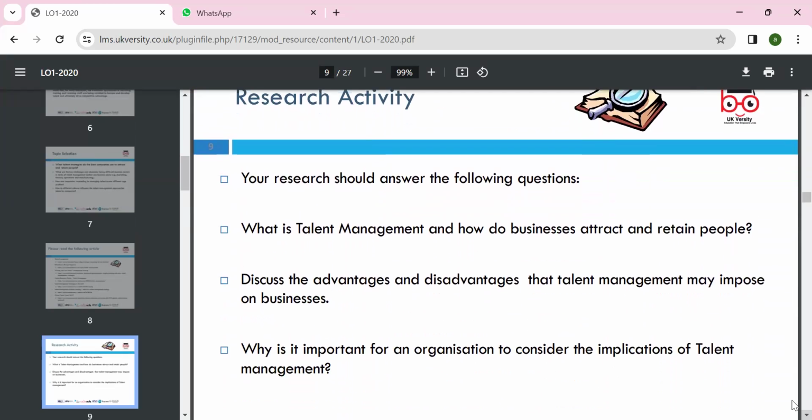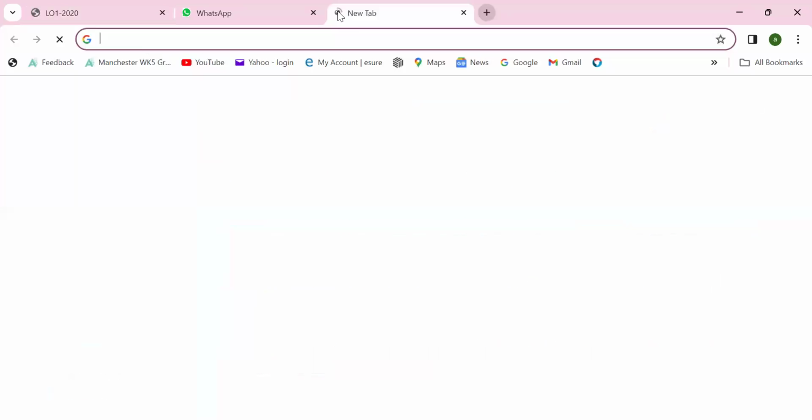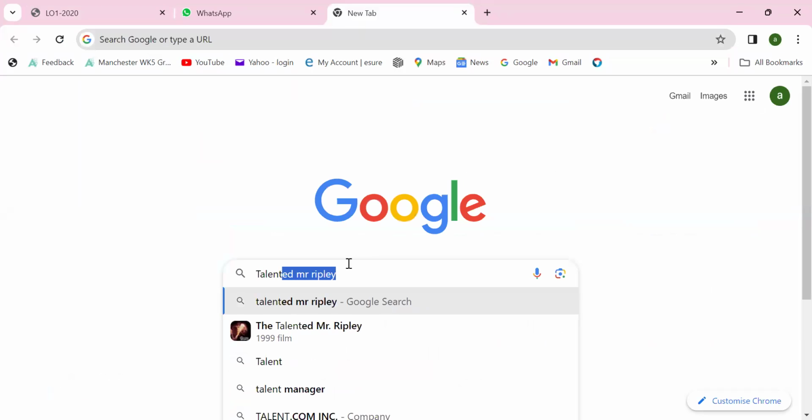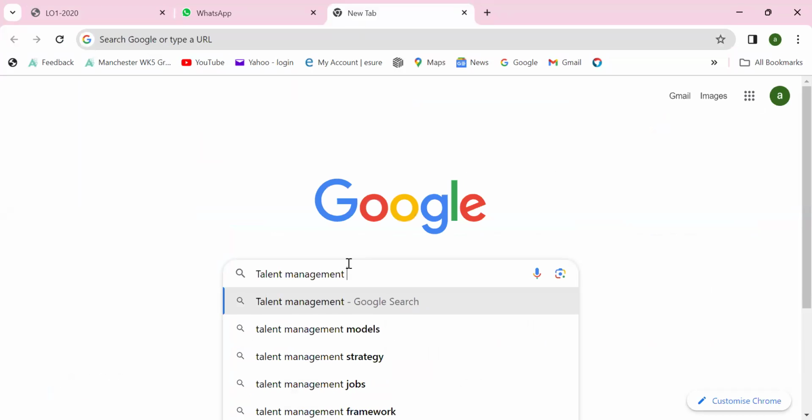Your research should answer the following question. What is talent management? Can we find the definition of talent management? Of course, we can look around what is meant by talent management. So we can say talent management.